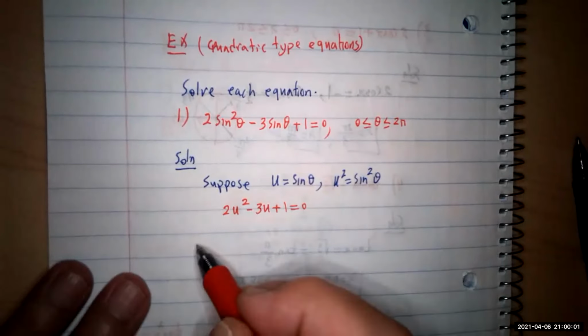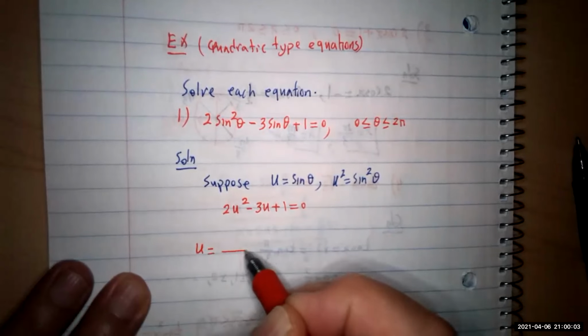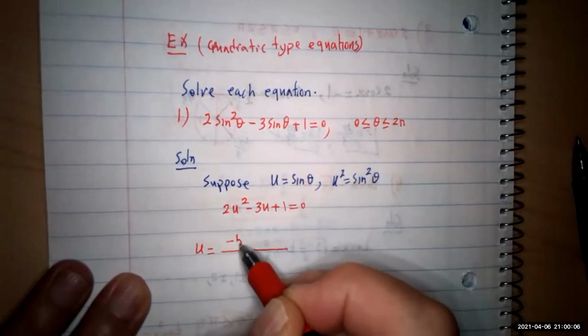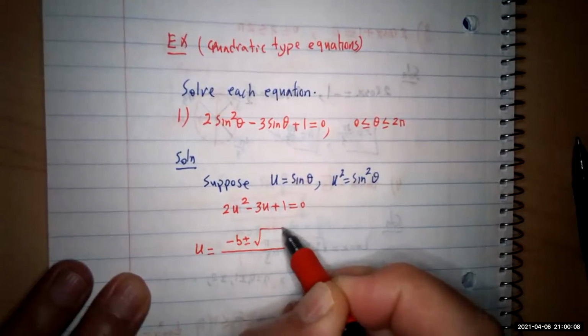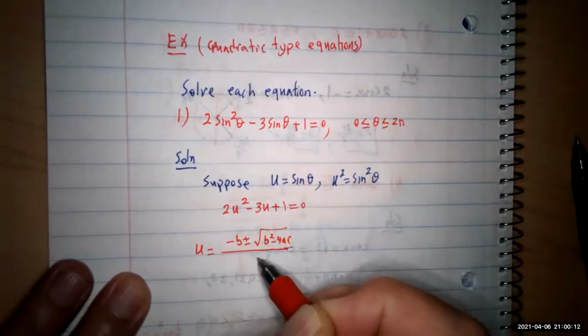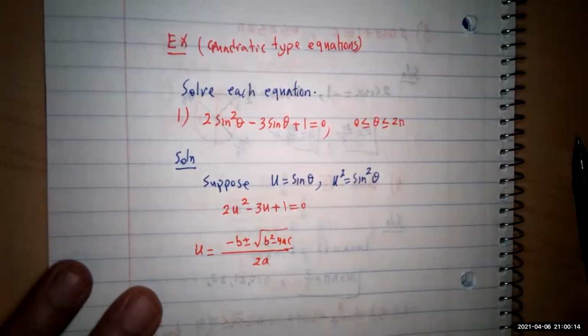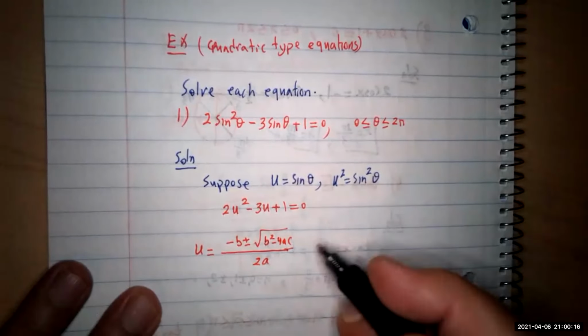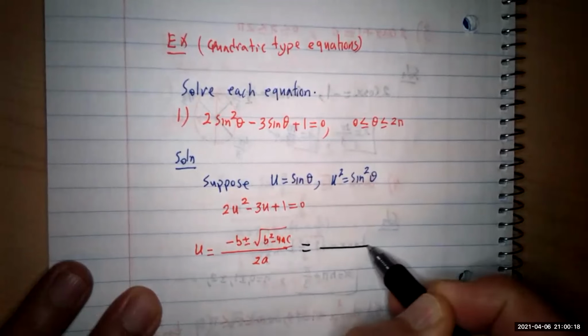So I just use the quadratic formula to solve it. Remember, negative b plus or minus the radical of delta, or just b squared minus 4ac, divided by 2a. Okay, but again, I tell you that it's factorable, but just in case.